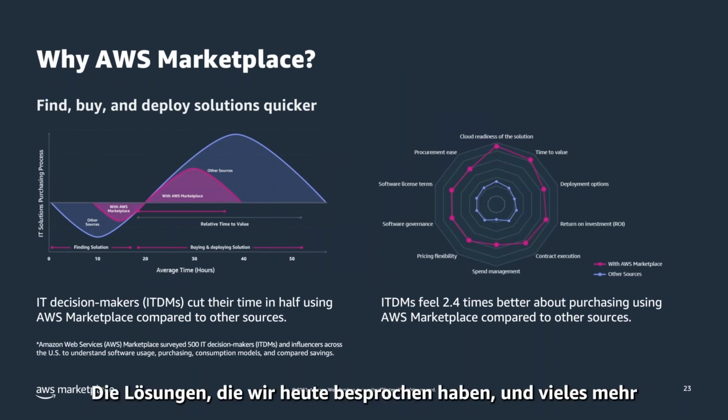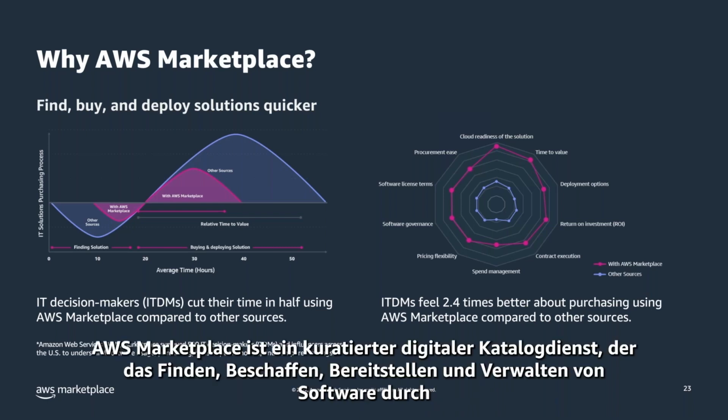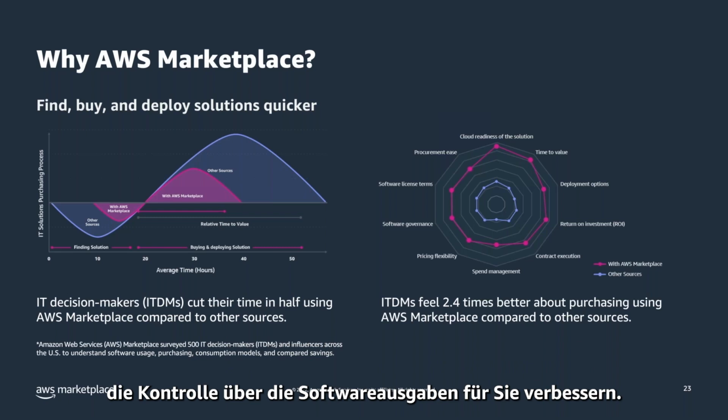The solutions that we discussed today and many more are all available on AWS Marketplace. AWS Marketplace is a curated digital catalog service that simplifies software discovery, procurement, provisioning, and management through features that speed up your product evaluation, improve governance, and cost transparency. And it also enhances control over software spend for you.